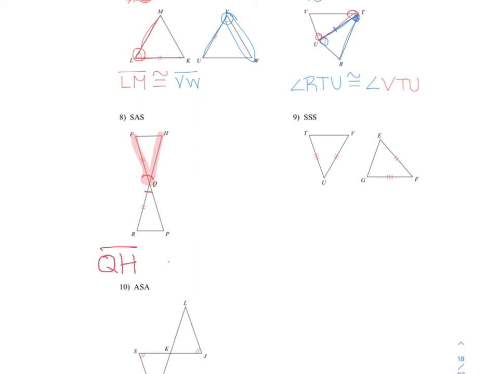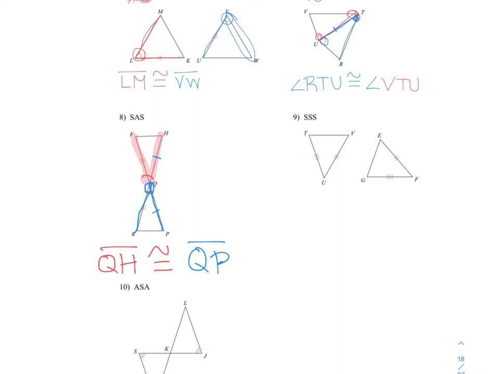QH is congruent to, let's look at the next triangle. I have a side, an angle, and I need that very next side. So QP. All right, and that would make it side, angle, side.